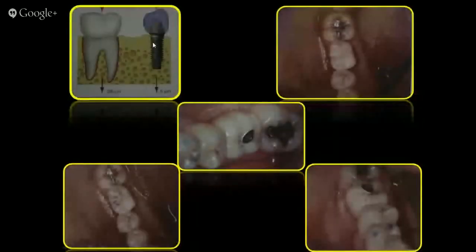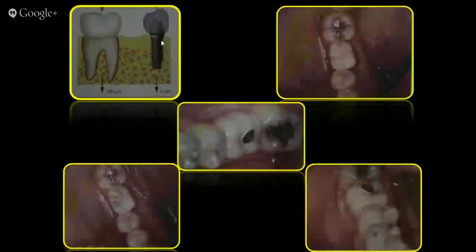Okay, now we compare this scenario with that of an implant. My implant doesn't have any periodontal ligament around it. So all the force that acts is taken over by the implant, and if it's axial, goes down to the alveolar bone.